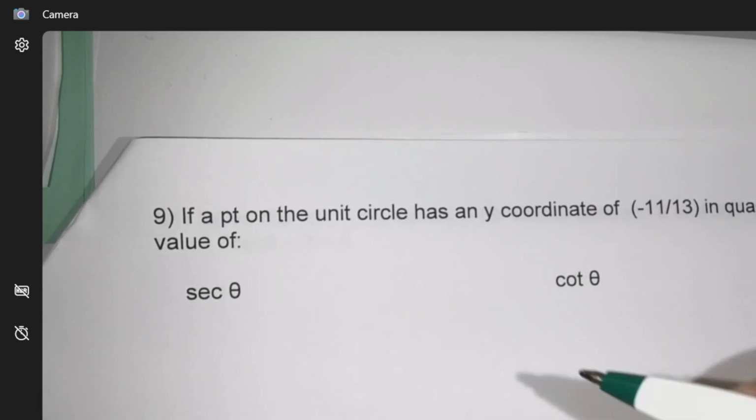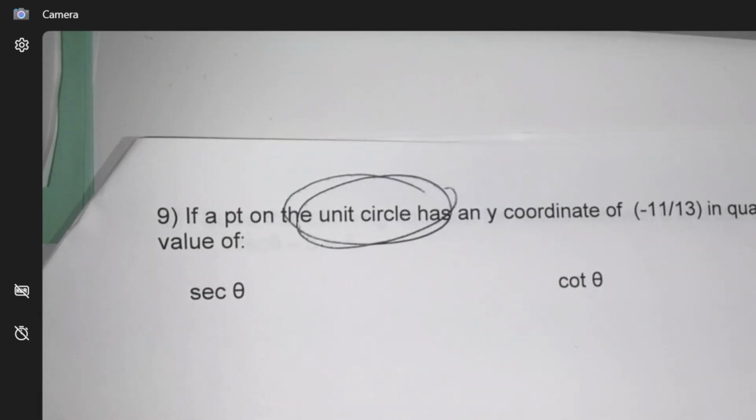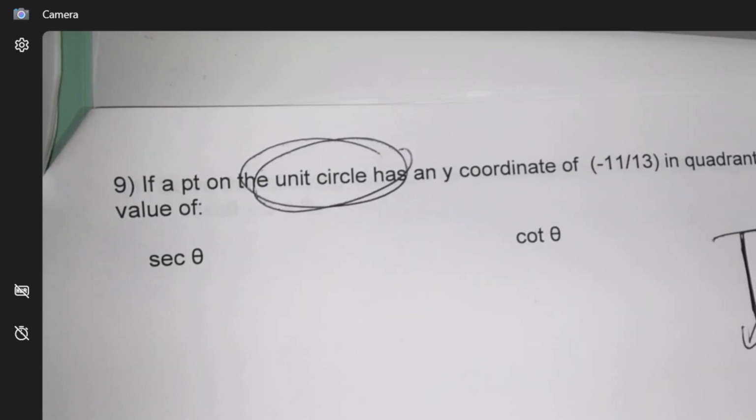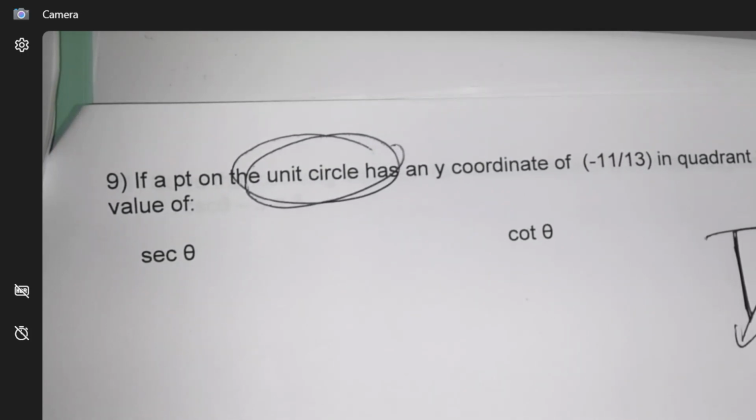Okay, we have a point on the unit circle this time. It has a y coordinate, it's in quadrant 3, so I can draw already. So here's my y coordinate. What else do I know about that triangle? I know the r is 1. It's on the unit circle.